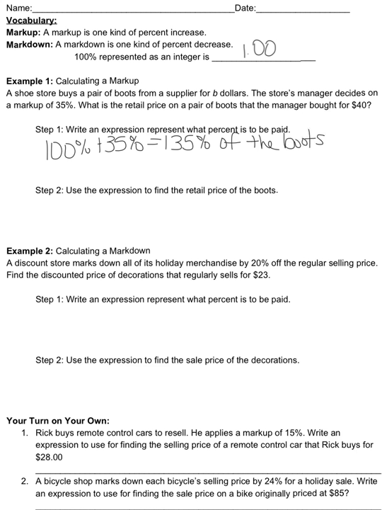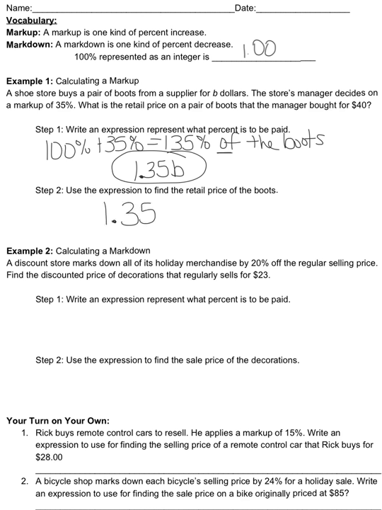And as an expression, we know that we can't actually do any computation with the percent, so we need to convert it into a decimal, and that is 1.35, and I'm going to multiply that, because I know that of means to multiply, by B. So this here is the expression that I would use to find out how much the pair of boots would cost at this store.